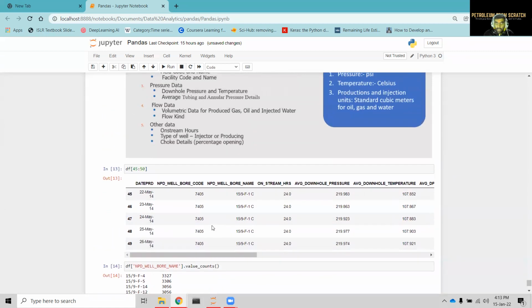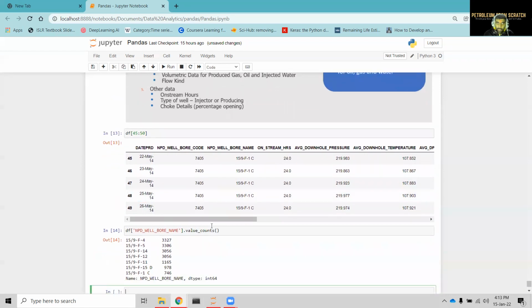So I think that's all for this video. In the coming video, we are going to discuss further functionality of Pandas and how we can use them in a certain project, or how we can use them for preparing our data or manipulating the data.